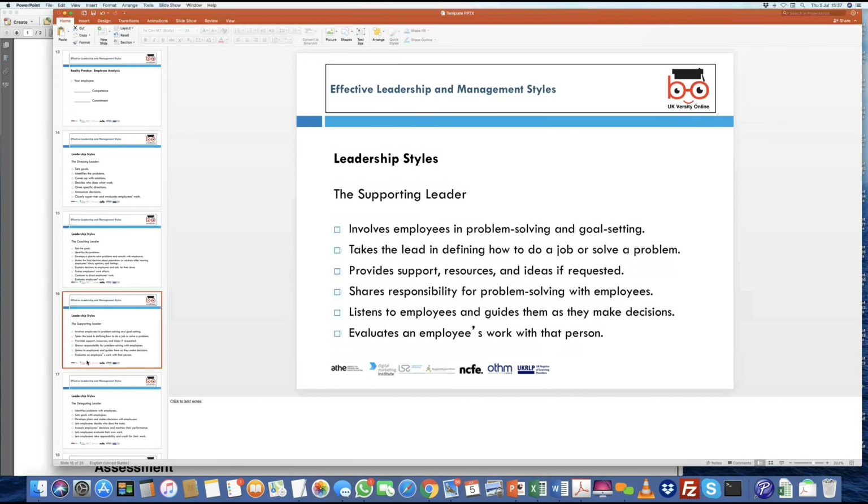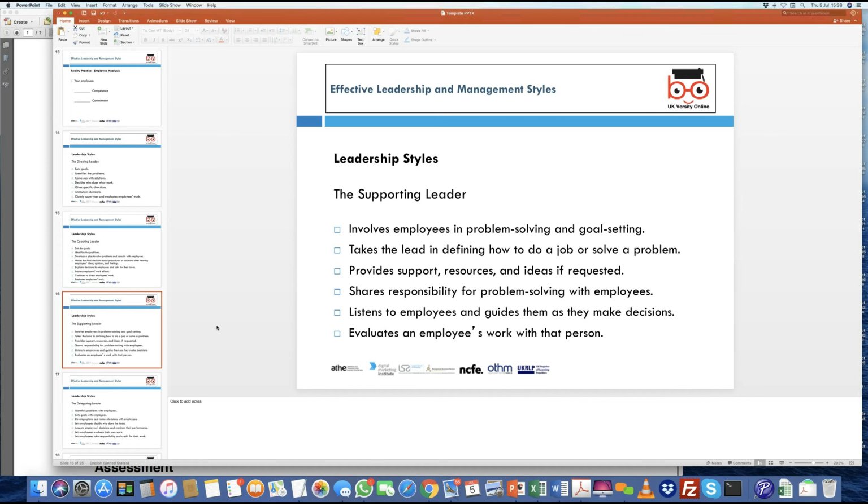Now, the supporting leader. Here, what we see is that the employees are involved in problem solving and goal setting. That means if you see a large business that is looking at growing year on year, and it has gone beyond a certain number of employees, just as an example, a big company with more than 250 employees. Every year, the employees understand the business needs to grow, the company needs to get more market share. So there's a self-awareness amongst a lot of people, and here the leadership style tends to be supporting.